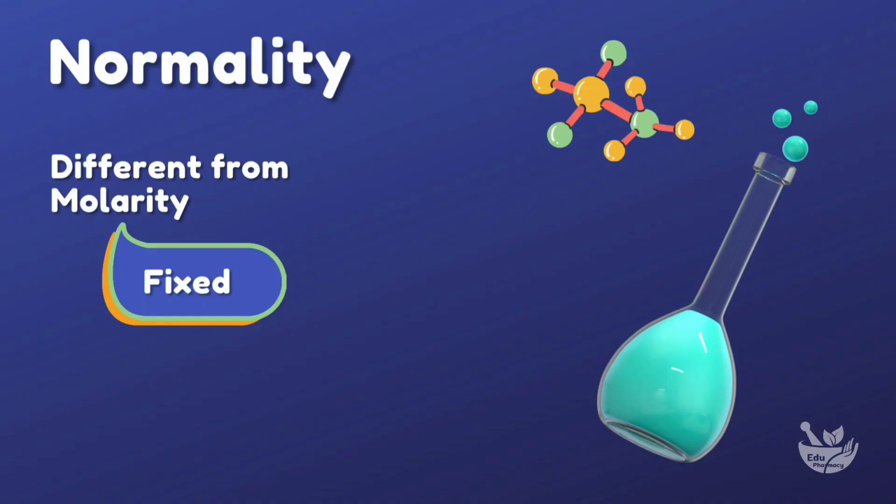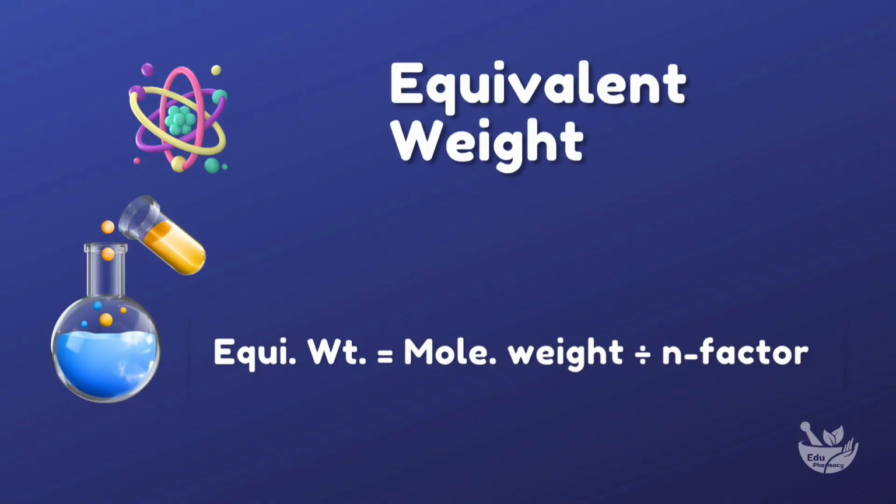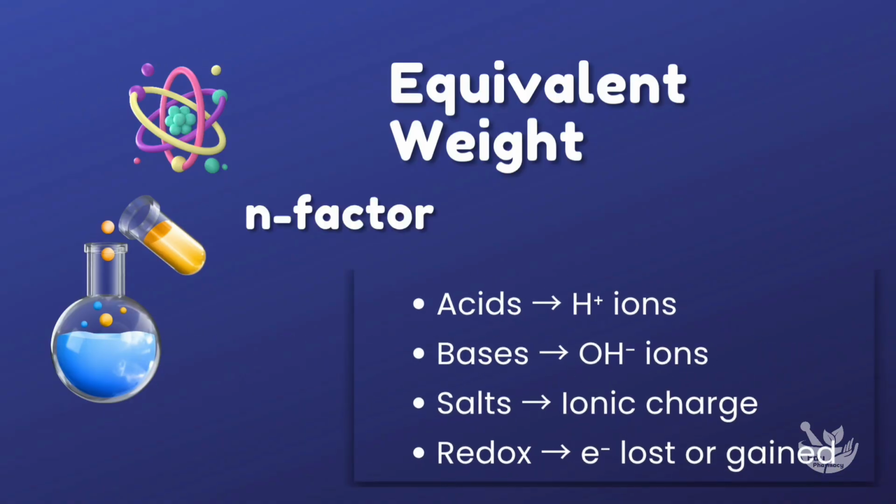To calculate normality, we first need to determine the equivalent weight. The formula is equivalent weight equals molecular weight divided by the N factor. The N factor depends on the type of reaction. For acids, it is the number of replaceable hydrogen ions. For bases, it is the number of hydroxyl ions. For salts, it is the total ionic charge. And for redox reactions, it is the number of electrons lost or gained. So always remember, normality is reaction specific.